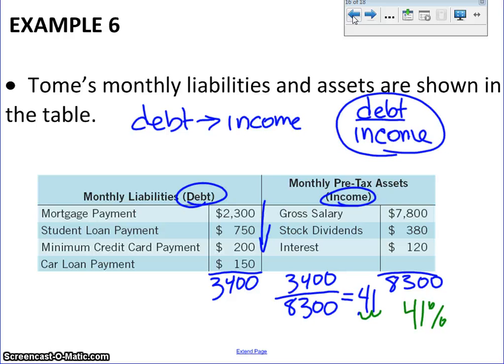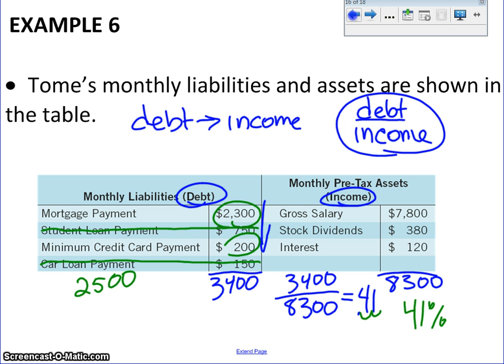All right, let's see what happened here. First off, it says that his car and his student loans are going to be paid off. So the student loan's going to go away, the car loan is going to go away. And so the only two values that I'm adding together here are the $2,300 and the $200. So now the new liability or debt is $2,500.